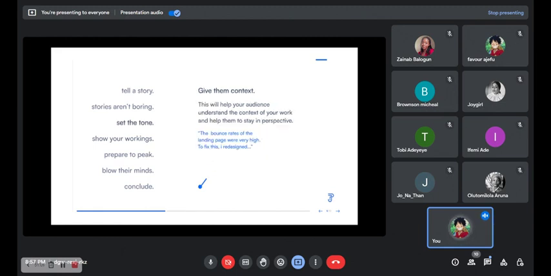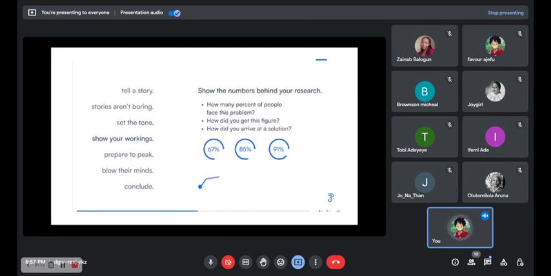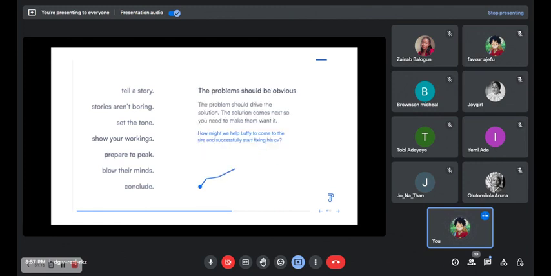You've already mentioned the problem that you're trying to solve, which is that the bounce rates are high. This is the point where you prove that the bounce rates are high by providing data that backs up that claim. Then the next part is making sure that the problem you're trying to solve is obvious. So the problem should drive the solution. Why exactly is this guy coming here? And this is how I plan to fix it. So how can I fix it?